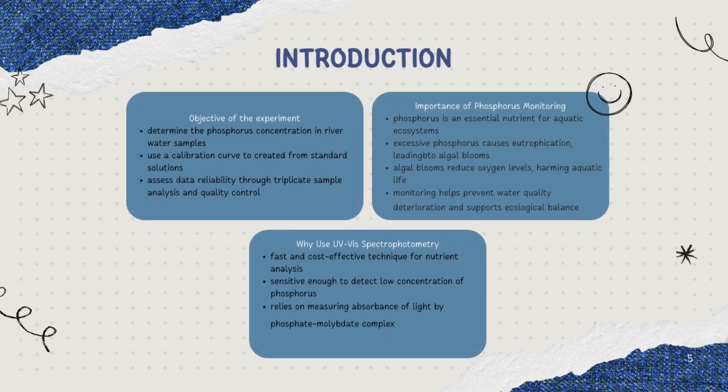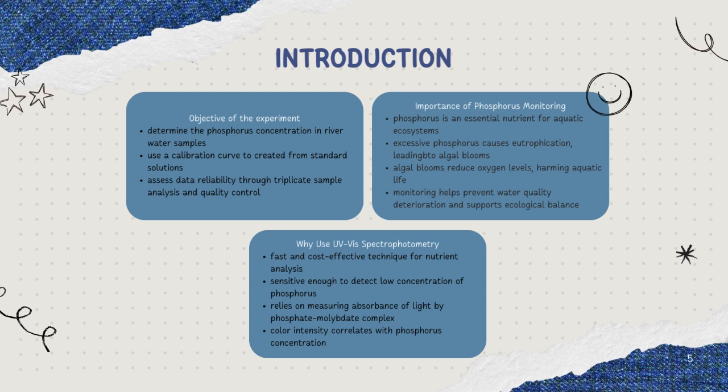The main objective of this experiment is to measure the phosphorus concentration in river water samples. To do this, we first create a calibration curve using standard solutions of known concentrations. Then, we compare the absorbance of our unknown samples to the curve. We also analyze the results in triplicate to ensure accuracy and precision.